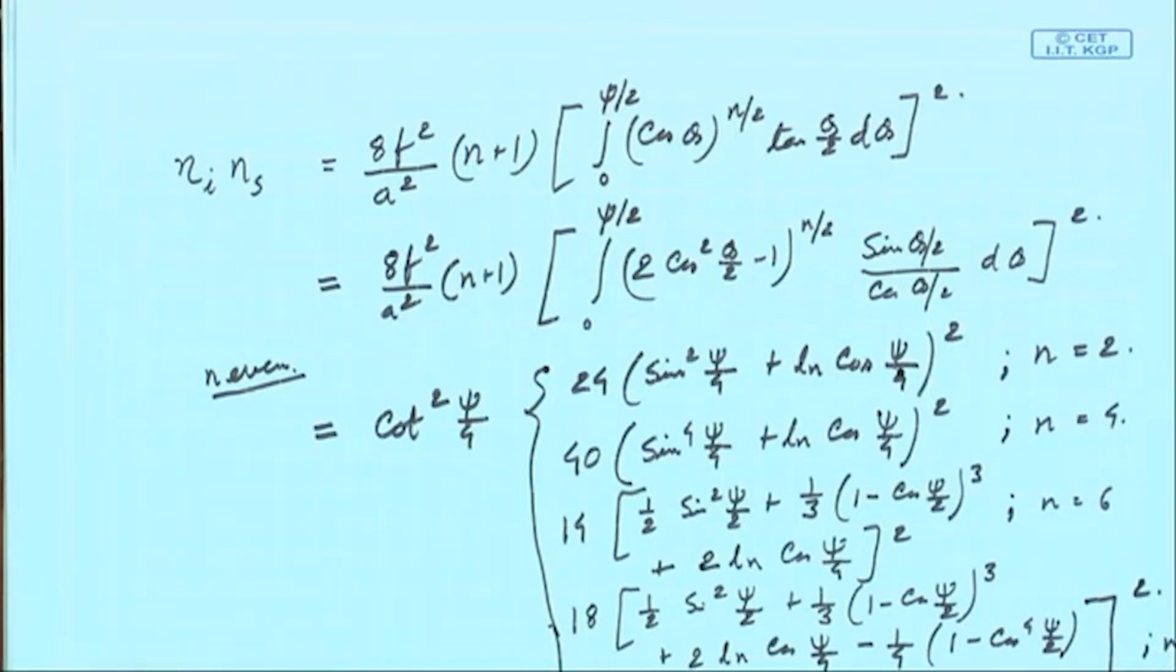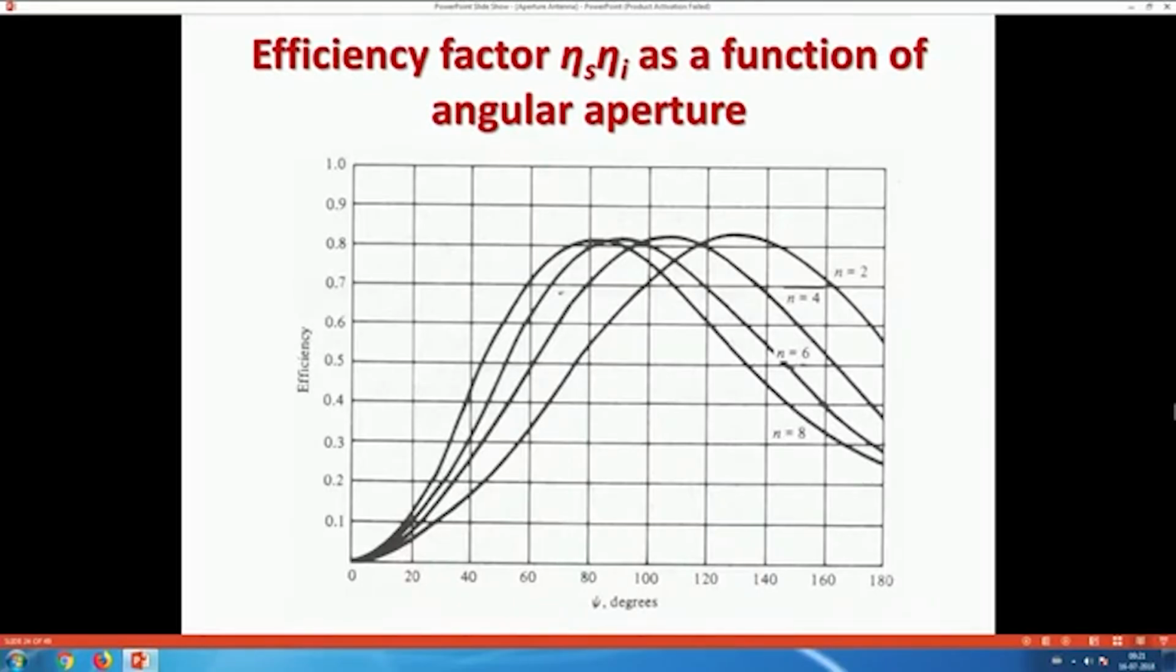So, these curves are available. You can easily plot these curves as a function of psi. If you look at the diagram, this is shown as a function of angular aperture. You see that every curve has a maximum. So, for n is equal to 2, you are getting a maximum, I can say, at something around 130 degree aperture. So, if we take the angular aperture to be 130 degrees, then for n is equal to 2, it gives the maximum efficiency.